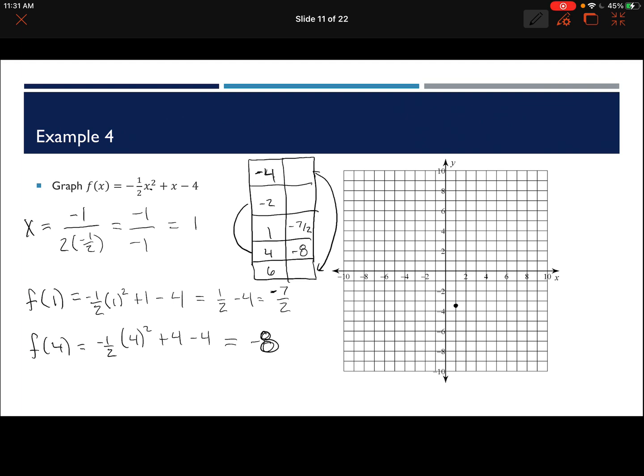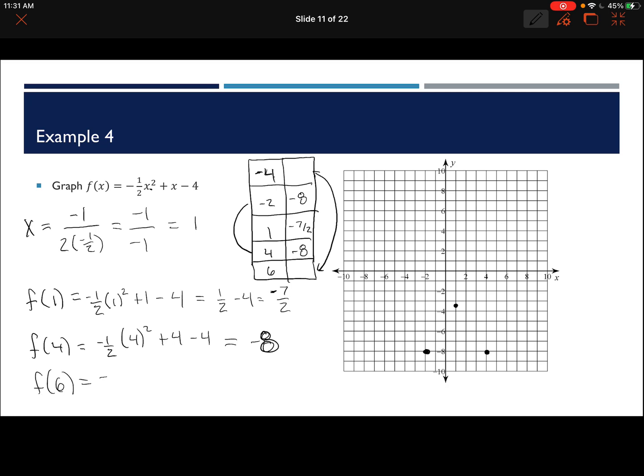So that's going to be the same thing with negative 2. So we're also going to get a negative 8. So we get 4, negative 8 and negative 2, negative 8, which is going to be right here. And then actually the 6's might be overkill. But let's see what we get anyway.